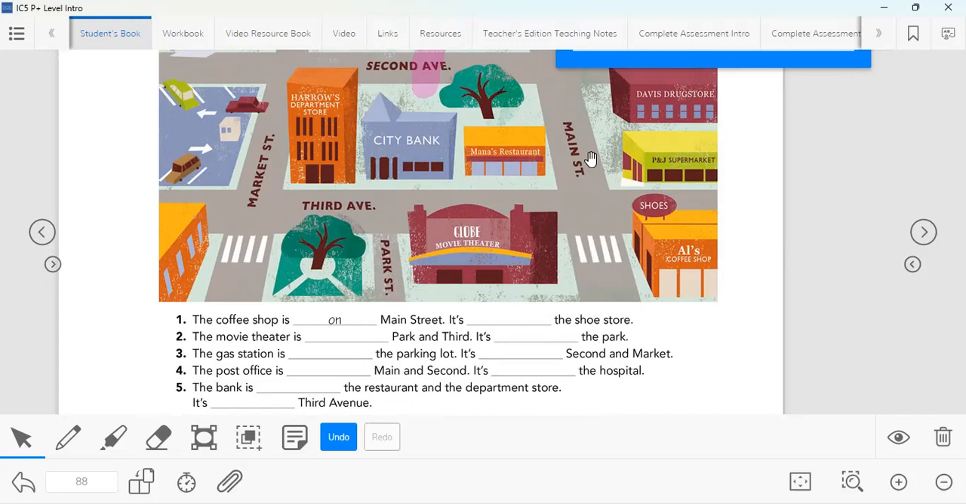Park Street and Main Street. Is it in the middle? Yes. Am I right? Yes, right? This is in the middle. And here we have one position, one street, and the other. So it's between Park Street and Main Street.